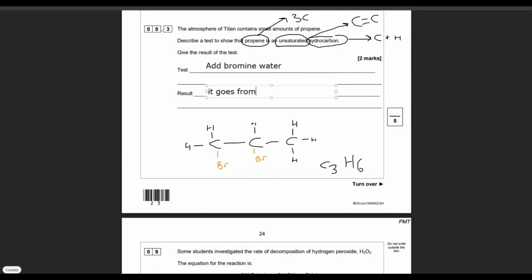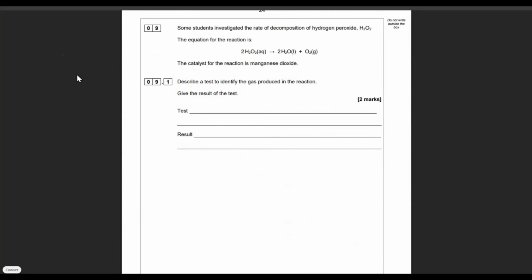Bromine itself is a red liquid, but bromine water is lighter, it's orange in color, and when it adds on to an alkene it goes colorless. So it's a great test for the double bond or for alkenes.